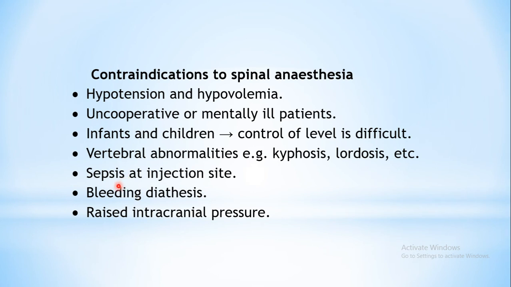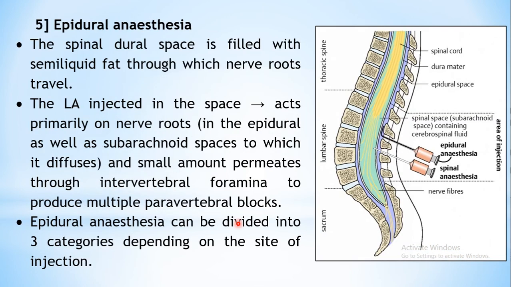Next is sepsis, which may take place at the site where you are injecting. Then another complication is bleeding diathesis, that is, bleeding tendencies may be increased, abnormal, because coagulability of the blood may get affected over here. Then raised intracranial pressure, intracranial pressure may also rise. So these are the contraindications to the use of spinal anesthesia.